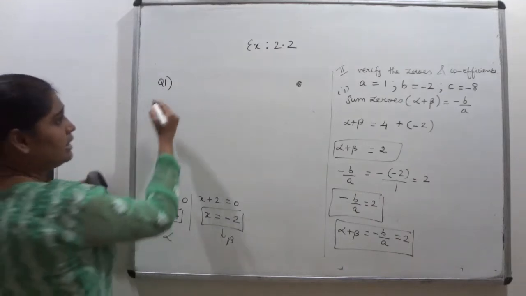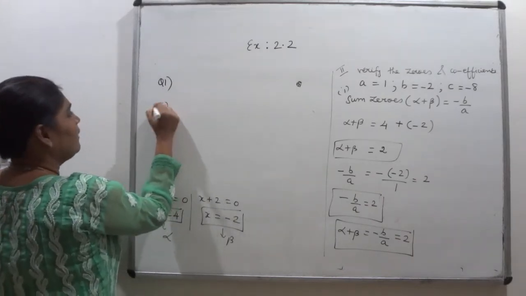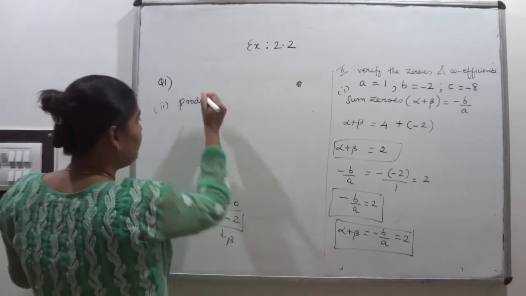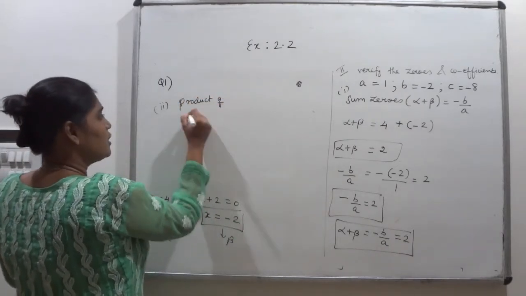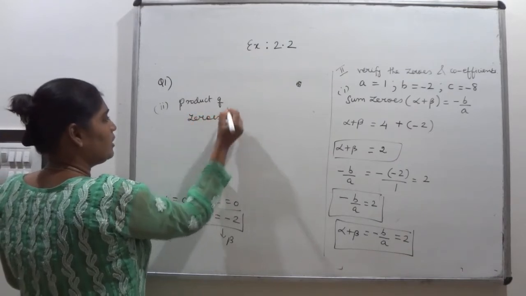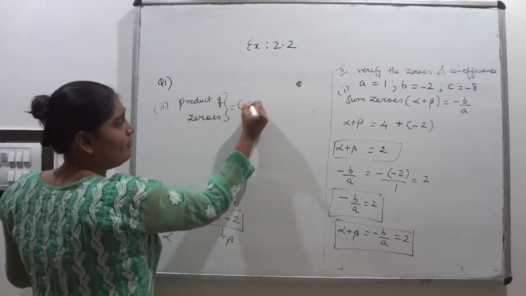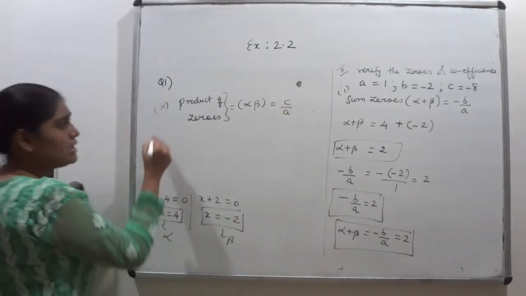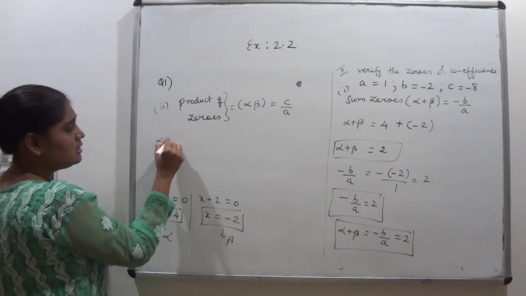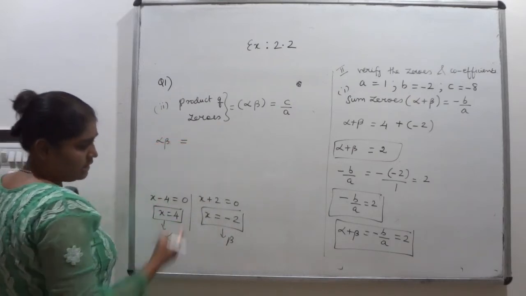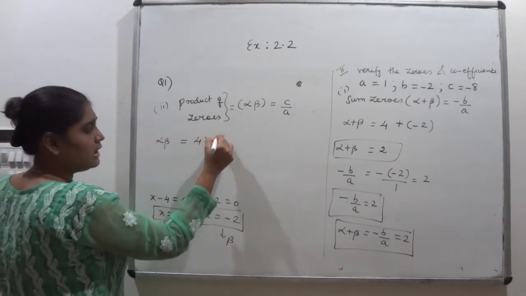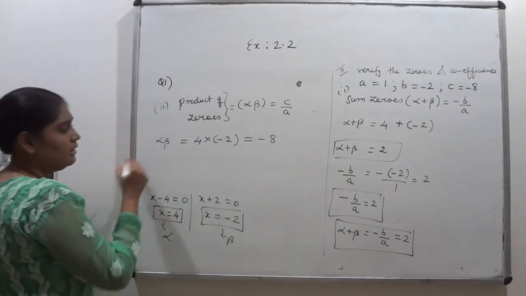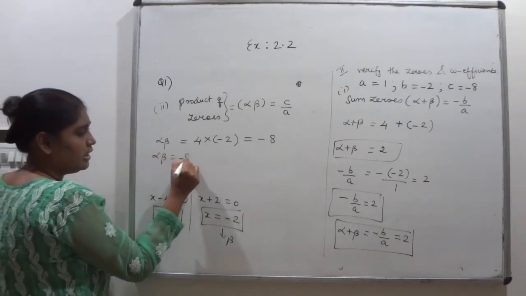So second case, that is product of zeros. You have to write this. Okay. Product of zeros. Very important question. Product of zeros. Alpha into beta, which is equal to c upon a. First you have to find alpha beta. Okay. What is alpha value I have taken? 4. Beta value what you have taken as minus 2. So 4 into minus 2, that is minus 8. Right. Alpha beta equal to minus 8 I got.